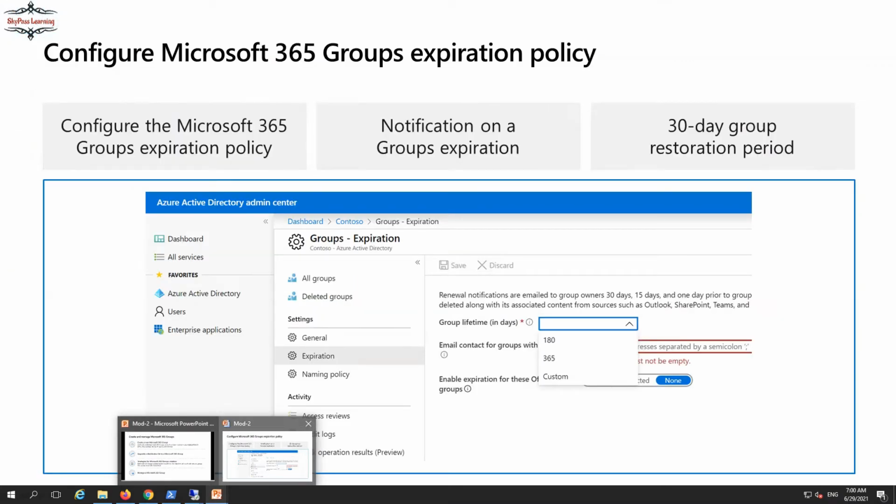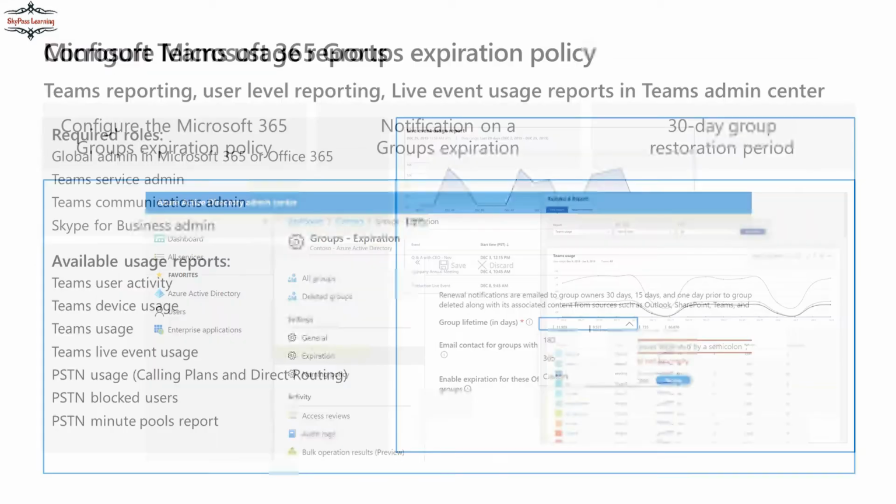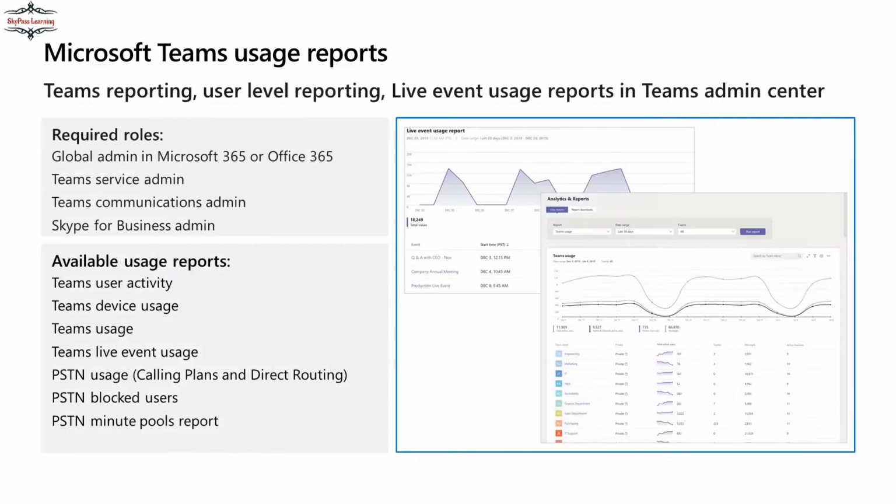Okay, then let's quickly move to the next topic: Microsoft Teams usage report. To use this, you must have any of the particular required role access permissions. Then you can view the user level activities, device level, team usage or live events. You can even see the PSTN configuration, PSTN usage, and all those stuffs as well.